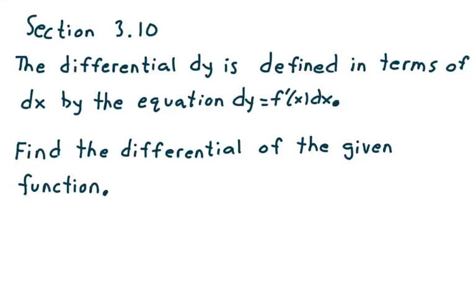This is a video from section 3.10. The differential dy is defined in terms of dx by the equation dy is f prime of x dx. The directions say to find the differential of the given function. And we're going to start off with problem number 11.